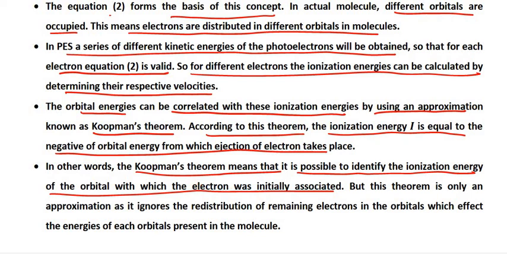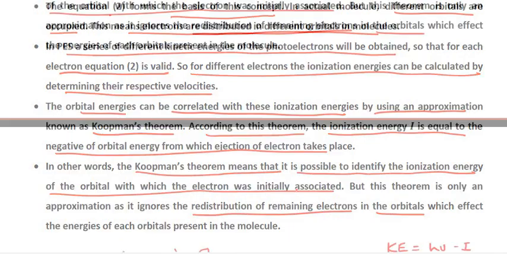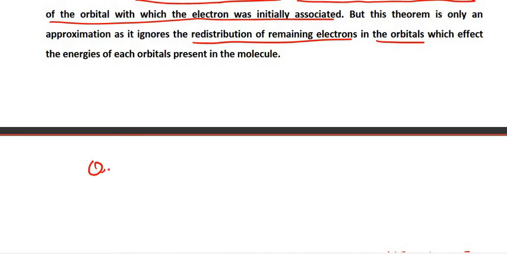But there is a limitation of this approximation: when an electron is ejected, there is a redistribution of the remaining electrons, and then the orbital energy will not remain the same. But for the sake of analysis, we can assume that the energy of the orbital is equal to its ionization energy with a minus sign. So what is Koopman's theorem? That the orbital energy is equal to minus the ionization energy of the electron.